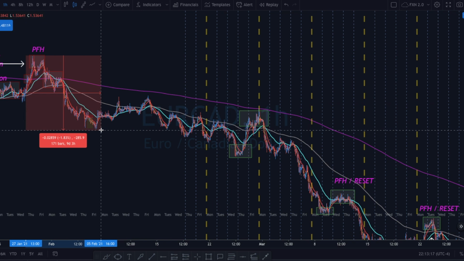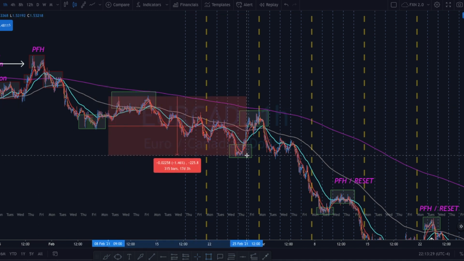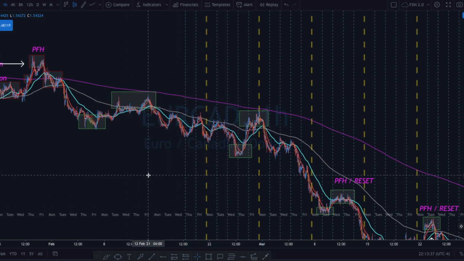If you match it from here, it's 285. So you could break it down smaller if you want to. You could do this as a low. This is another reset actually right here. And then from here to here, you get 225. So it's like 2.5. So you could do it like that, or you can do it as one big one. It's completely up to you.